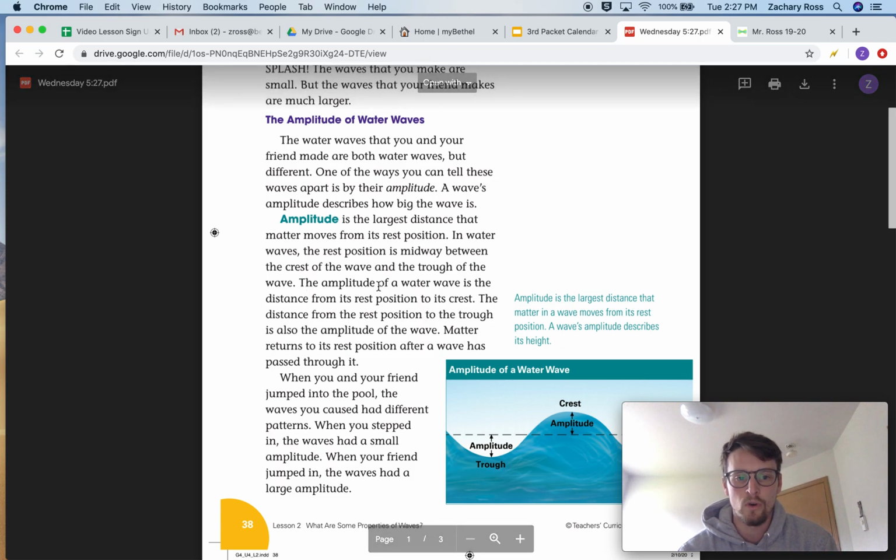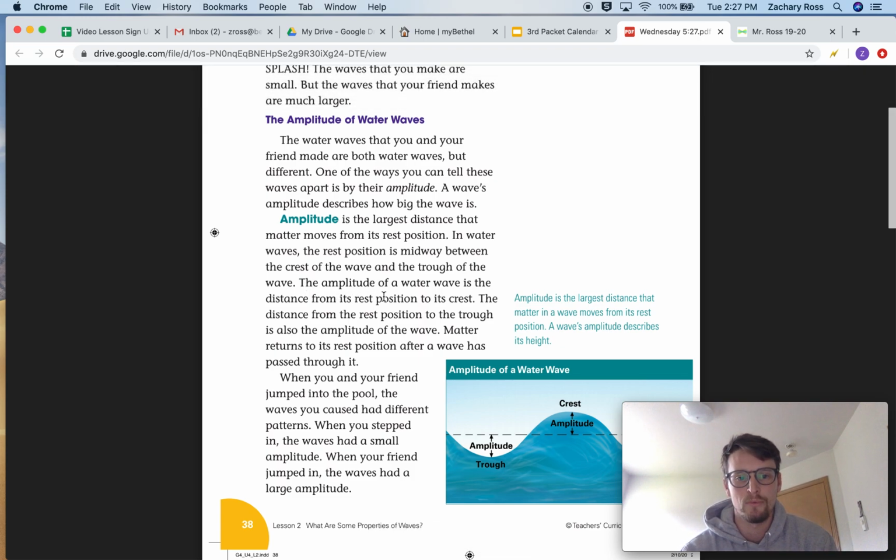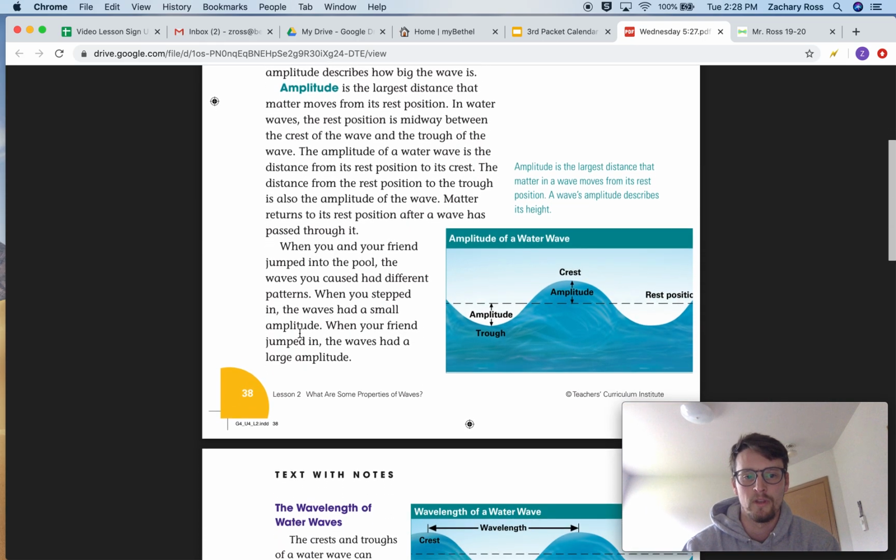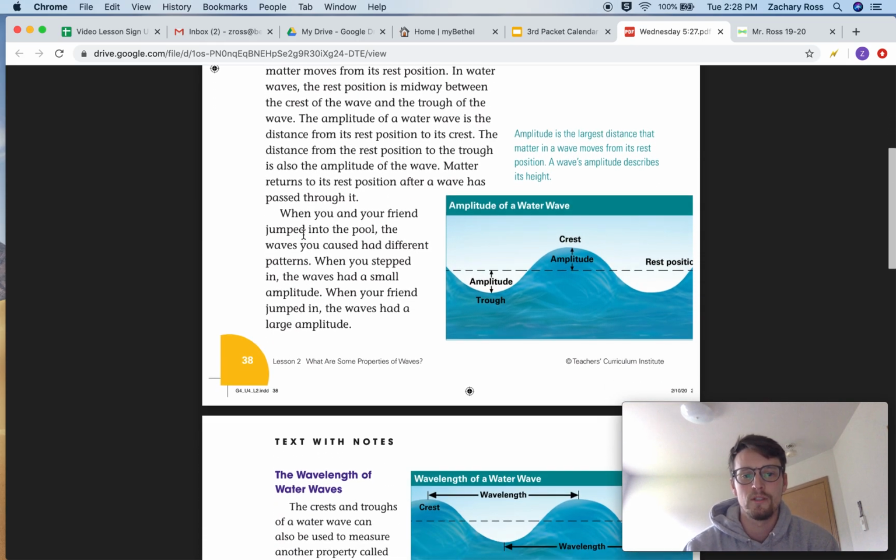The amplitude of a water wave is the distance from its rest position to the crest. From the rest to its crest. The distance from the rest position to the trough is also the amplitude of the wave. Matter returns to its rest position after a wave has passed through it. When you and your friend jumped into the pool, the waves you caused had different patterns. When you stepped in, the waves had a small amplitude. When your friend jumped in, the waves had a large amplitude.